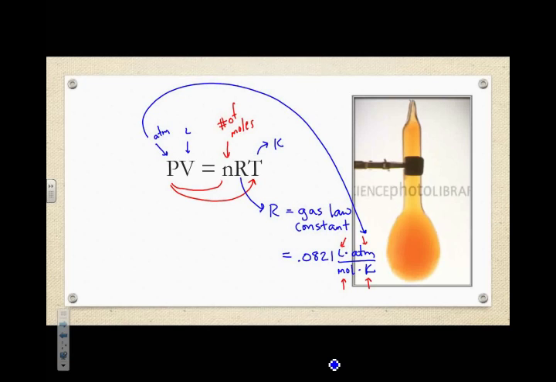And in fact, there's a couple of different ways we'll solve ideal gas law problems, and sometimes the pressure can be in different units, but the temperature is always, always, always in Kelvin.